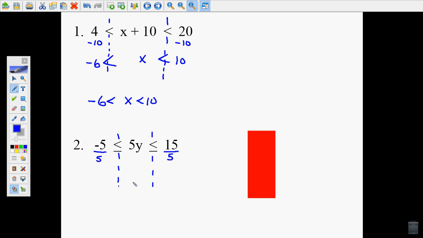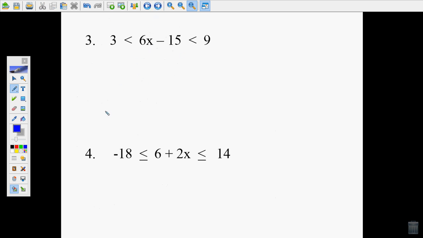Okay, so the y is going to come straight down. Okay, negative 5 divided by 5 is negative 1. 15 divided by 5 is 3. And we didn't multiply or divide by a negative, so these inequality signs come right straight down just like before. So negative 1 less than or equal to y less than or equal to 3. Now we can get to where we have more than just one step going on here in the middle, but it's going to be that same process. Whatever we do on one edge, we have to do on the other edge, and that's going to be the key to solving these inequalities.